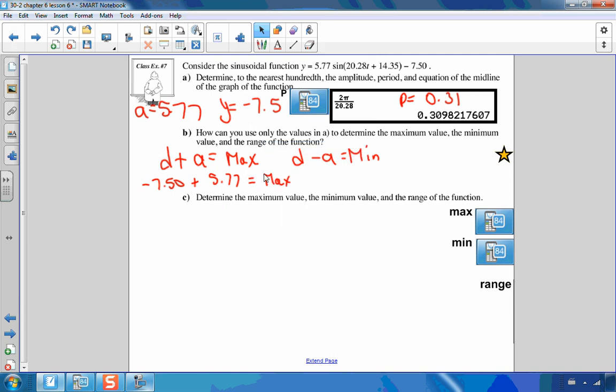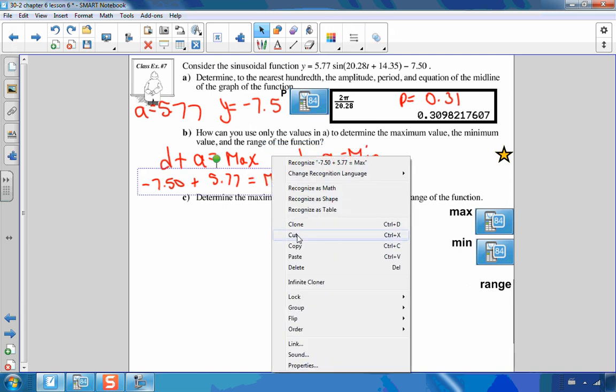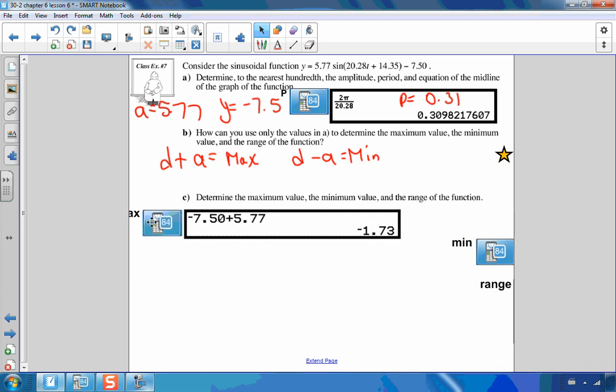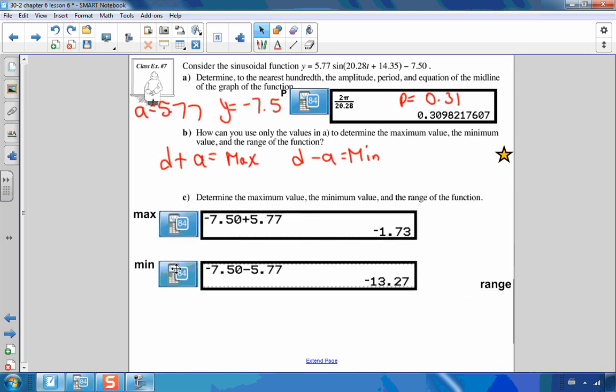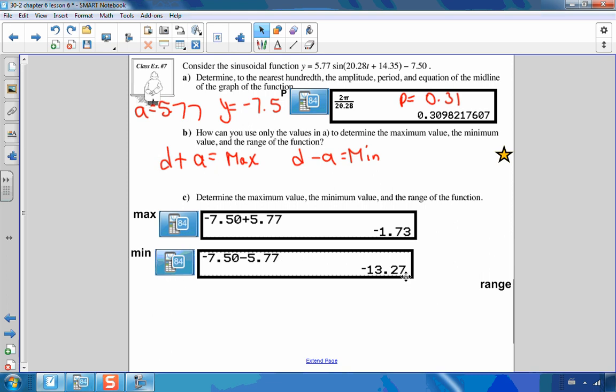Actually, for this one they just want the equation, so I'm just going to get rid of that and pull it down here. There it is. Okay, d value plus a value equals maximum. So there's my maximum value. Now, d minus a equals my minimum in general. So here's my minimum. Your d minus your a is equal to your minimum value.